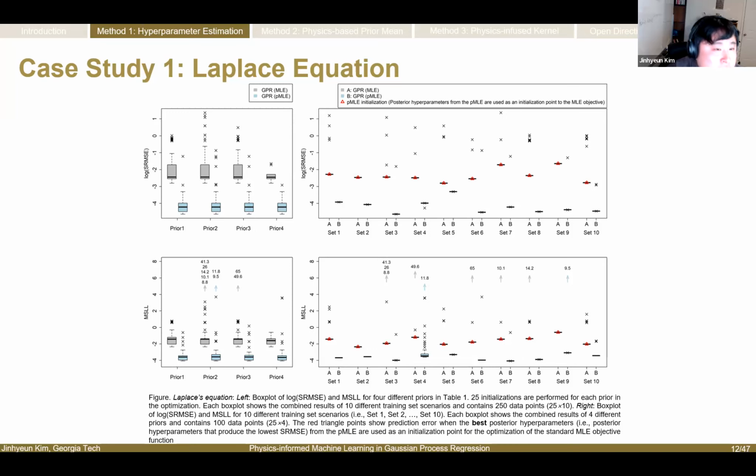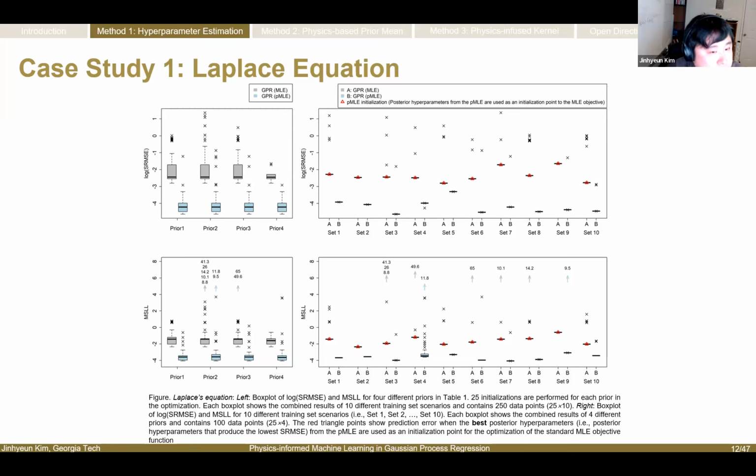To systematically analyze the effect of physics-based penalizations, we first calculate the standard root mean square error, which is the first row, for different priors and for different sparse training data scenarios from set 1, set 2, up to set 10. Here, the gray box, A, is GPR with MLE, and the blue, B, is GPR with PMLE. When you look at the box plot, it helps to reduce the prediction error in most of the scenarios.